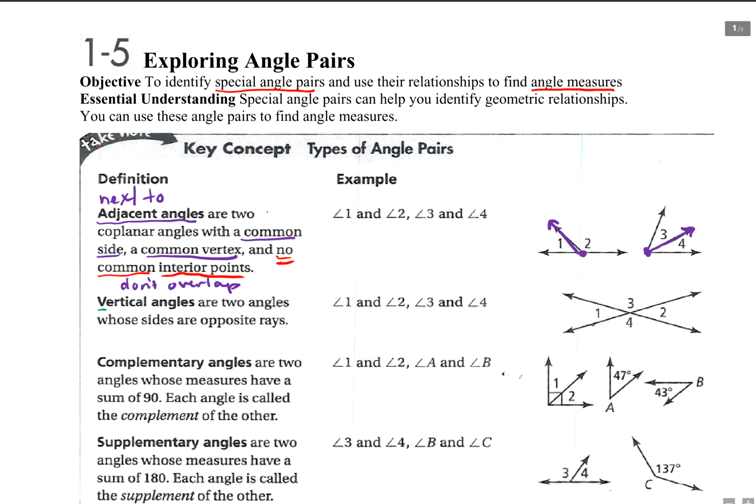Next are vertical angles. Vertical angles are going to be extremely special to us. We will give them 3 stars. Vertical angles. Now this definition is a difficult one. Two angles whose sides are opposite rays. Well, what do we know about opposite rays? We know opposite rays make a line. So what I like to think of vertical angles is they are made by intersecting lines.